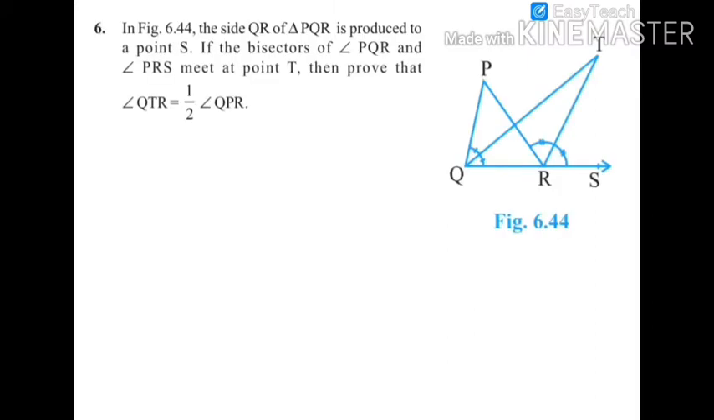Question number 6 of the same exercise. In the figure, side QR of triangle PQR is produced to point S. If the bisectors of angle PQR, that is QT, and bisector of angle PRS, that is RT, meet at point T, then we have to prove that angle QTR, that is this angle, is equal to half angle QPR.